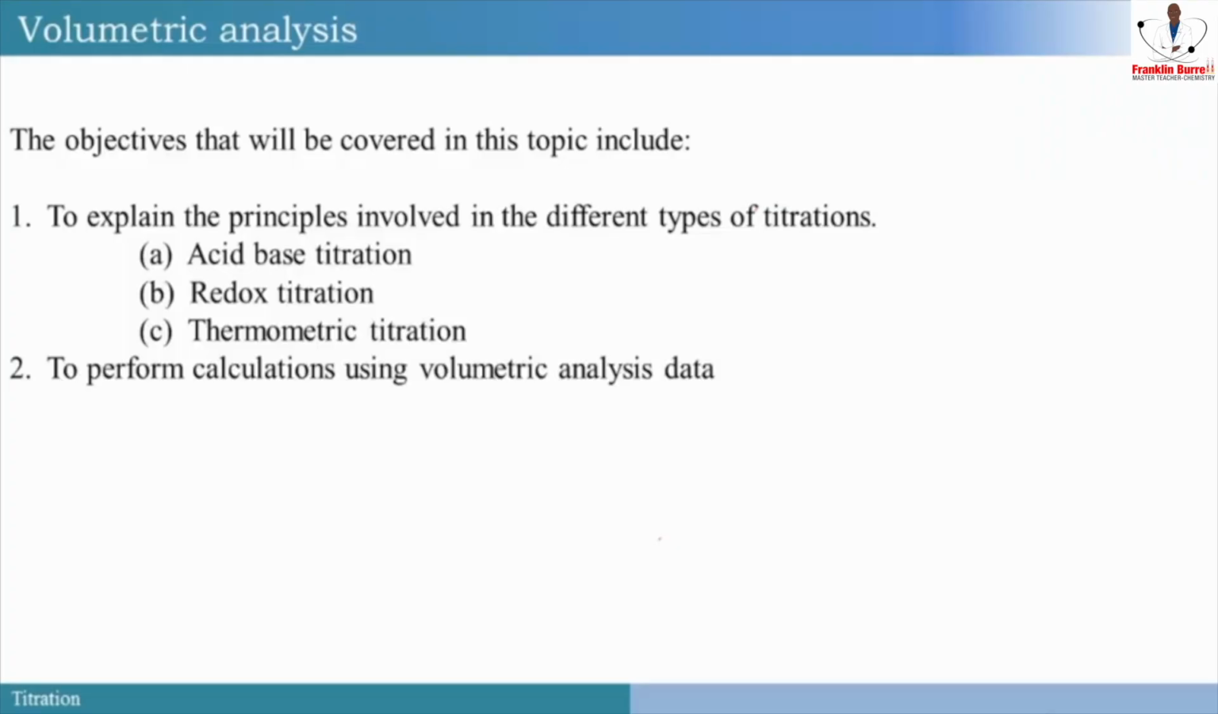Hello, welcome to another one of our lessons in our chemistry lecture series. The objectives that will be covered in this topic will include explaining the principles involved in the different types of titrations. We have redox titration and we have thermometric titration.